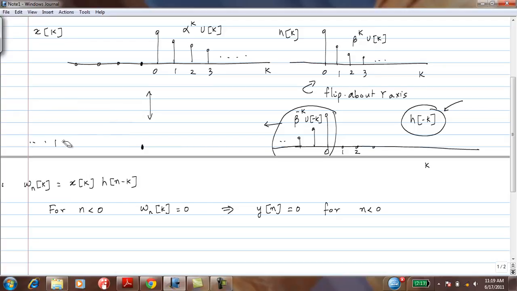for positive values of n, or 0 or positive values of n. So let's look at h of minus k. H of minus k is a signal. Let me draw it again. So zeros here. This is beta to the minus k. Okay. Now this is how h of minus k looks.